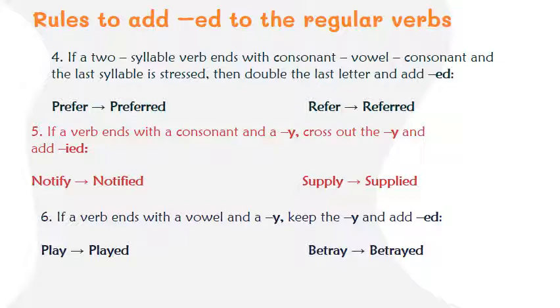Number 6, if a verb ends with a vowel and a Y. If I have a Y letter at the end and before the Y I have a vowel letter, then I have to keep the Y and then I add ed, like play, played, betray, betrayed. So these are the rules that I have to follow to add ed to the verbs.